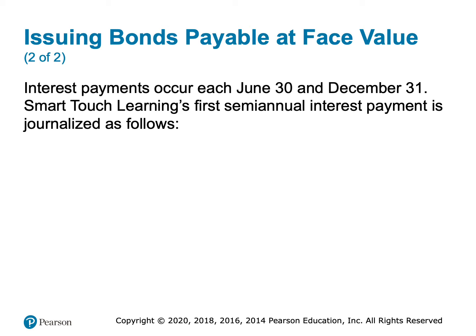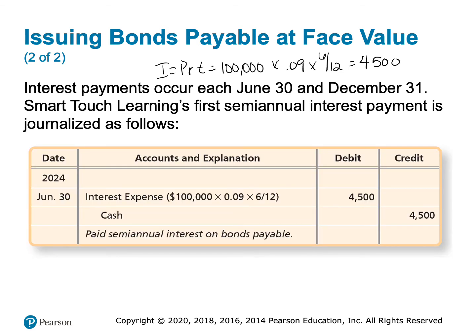Now, we've already done our interest calculation. Remember, we did it earlier. So we said that interest is equal to principal times rate times time. In this case, the principal is $100,000, the interest rate is 9%, and the time is 6/12. So that's $4,500. So every 6 months, we're going to write a check for $4,500 and mail it to the bondholders. So we will credit cash for $4,500 and we'll debit interest expense for $4,500. We're going to do this 10 times over the next 5 years.